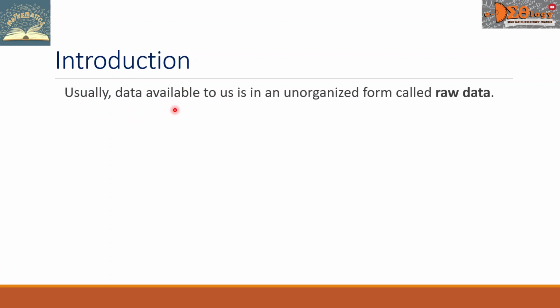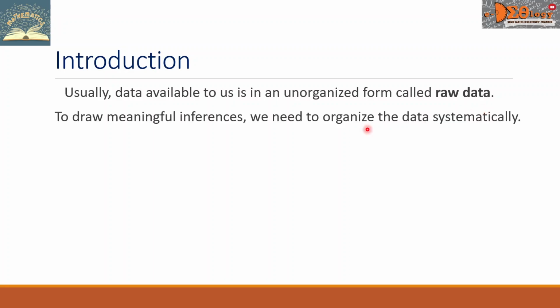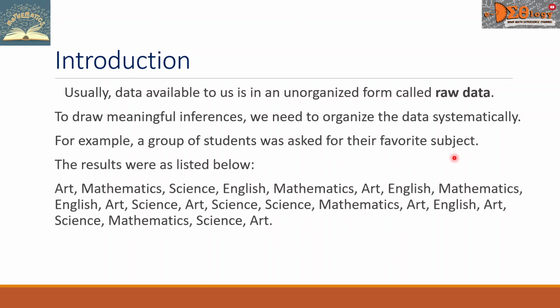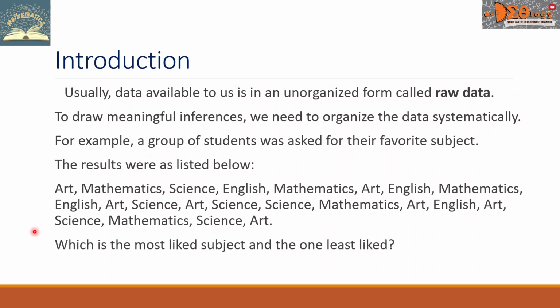Usually, data available to us is in an unorganized form called raw data. To draw meaningful inferences, we need to organize the data systematically. For example, a group of students was asked for their favorite subject. The results were as listed below. These are the results. The question now is, which is the most liked subject and the one least liked?